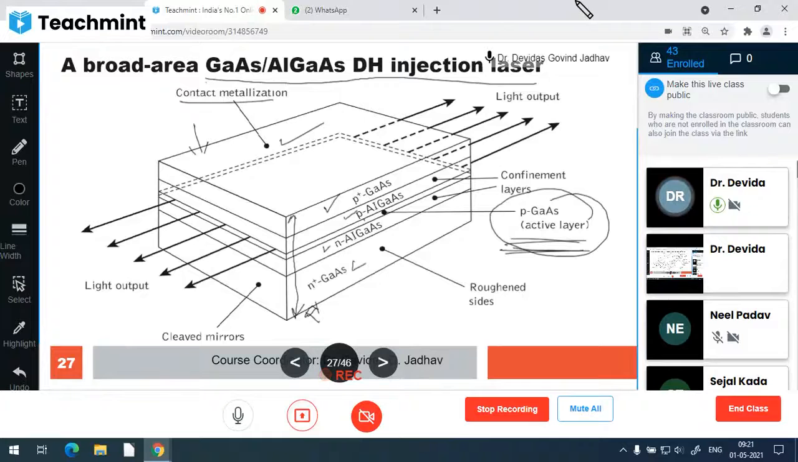So N plus GaAs is there, N AlGaAs is there, P AlGaAs and P plus GaAs. And there is a light output shown from the active region on two sides, and the other two sides are roughened, not polished properly, so there is no light output. So light output is possible in this direction as well as this direction. Again, the mirrors are placed on one side, a perfectly reflecting mirror, on the other side a partially reflecting and partially transmitting mirror. This light output can be made in a single direction also.